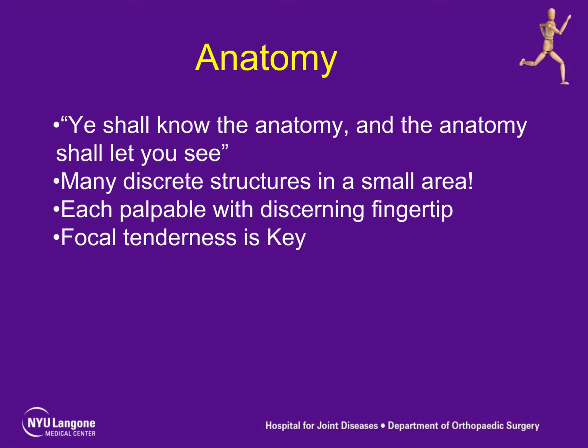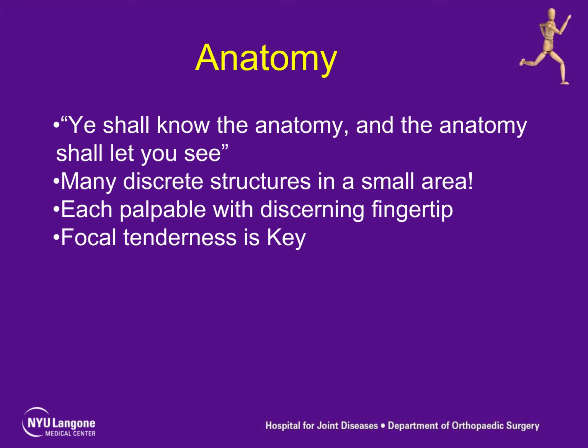And I think this quote for the ulnar side of the wrist is pretty appropriate: "Ye shall know the anatomy, and the anatomy shall let you see." And what that means is that there are so many discrete structures in a small area that moving one fingertip width gets you onto a different structure. So it's really important to use your fingertip and palpate carefully and sequentially about the wrist, because focal tenderness is really the key to making your diagnosis.